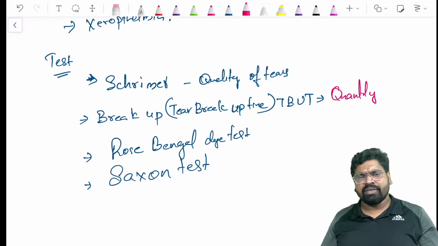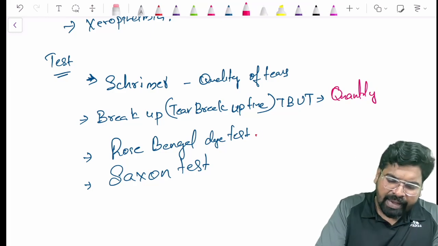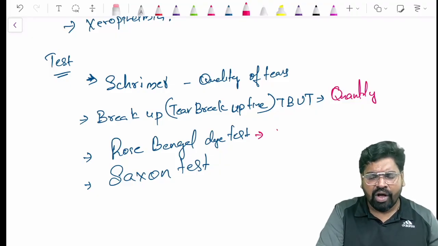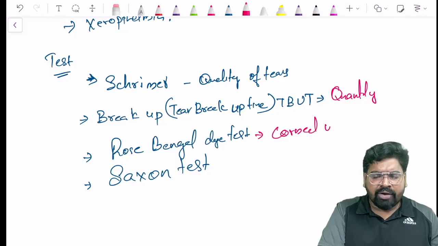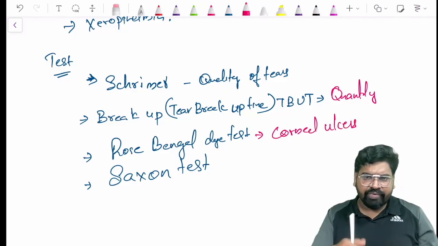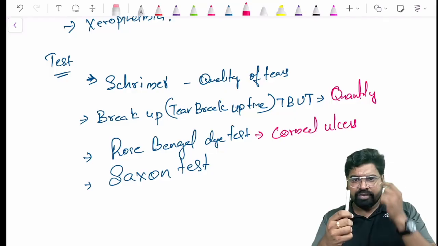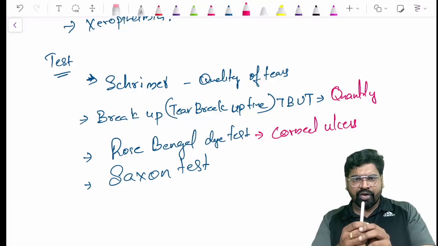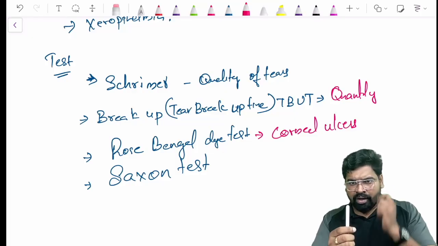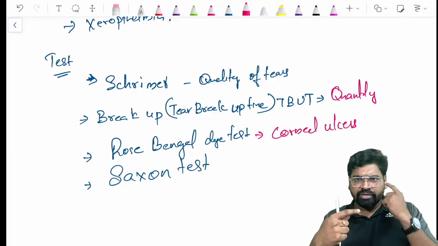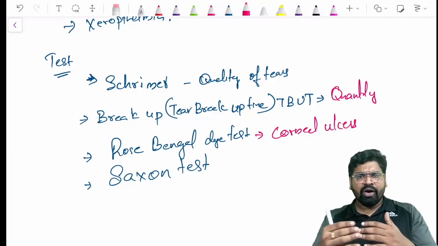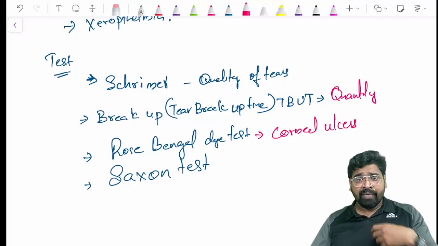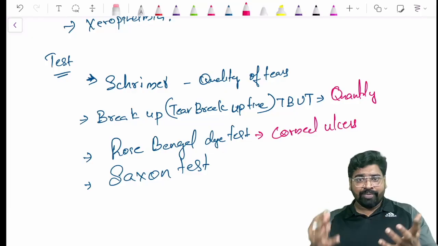Rose Bengal dye test mainly looks for dryness of the eye. It will look for corneal ulcers. You should handle the rose very carefully, or else it has thorns and will prick your eyes and cause ulcers. So the Rose Bengal dye test is used to see corneal ulcers. When the eyes get dry, ulcers form. So how much amount of ulcers is formed?